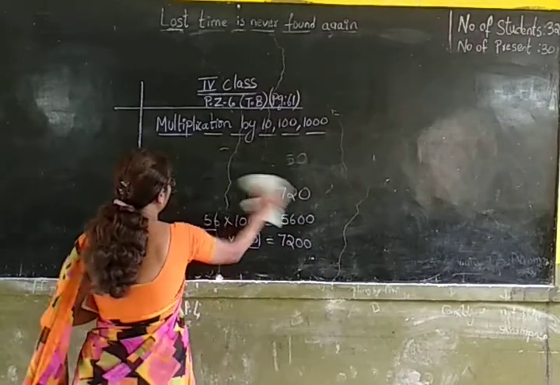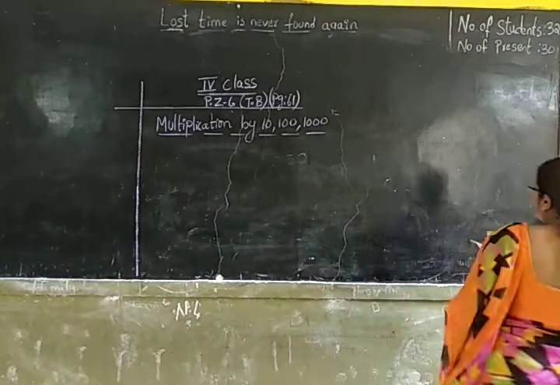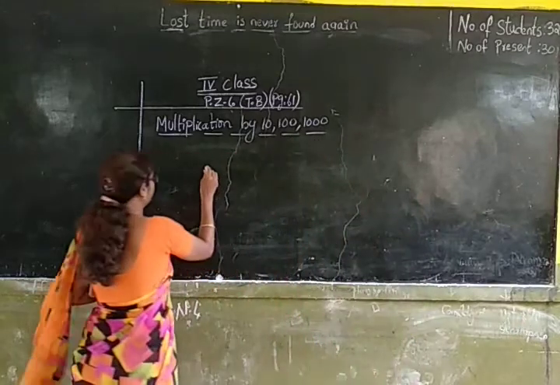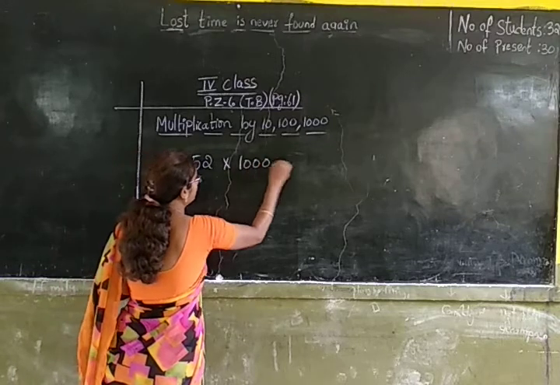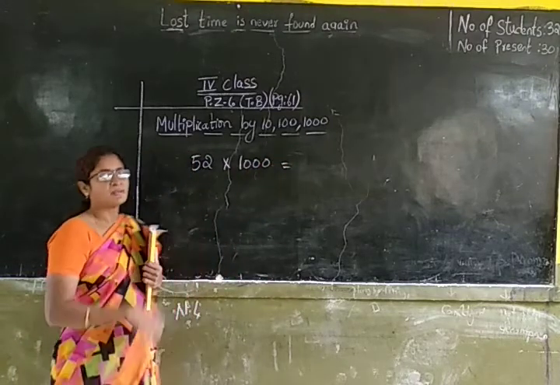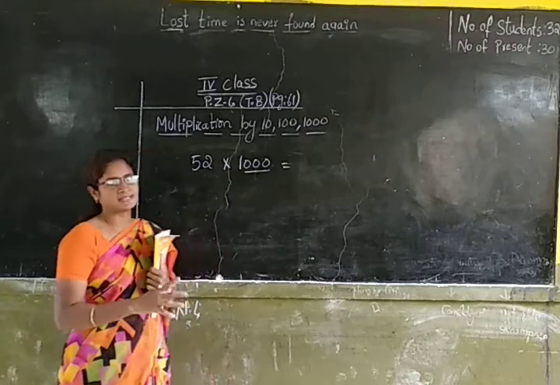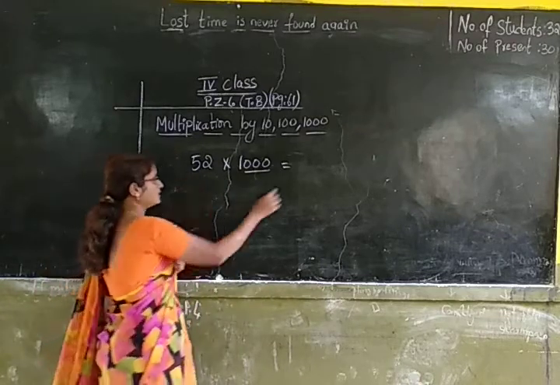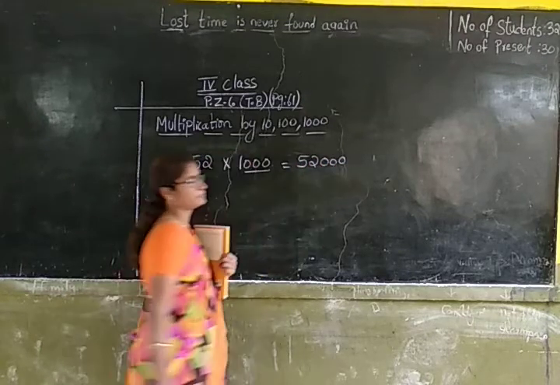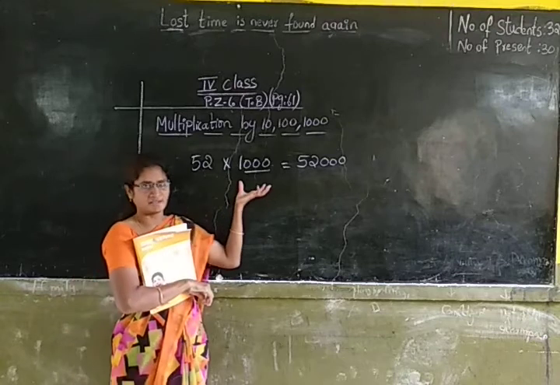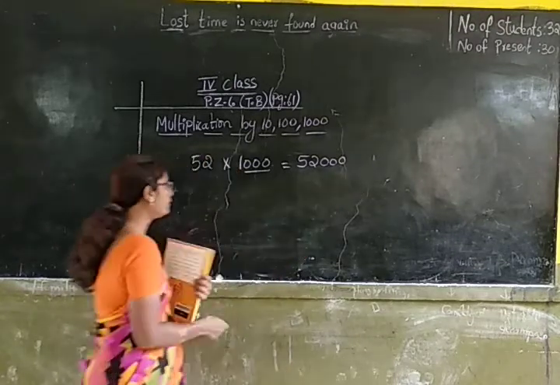Similarly, if you are going to multiply a number with 1000, for example, 52 into 1000, we will get the product by placing 3 zeros to the right side of the multiplicand. Here the multiplicand is 52 and you have to place 3 zeros to the right side of the multiplicand, because 1000 is having 3 zeros.